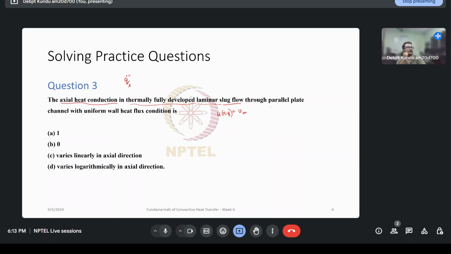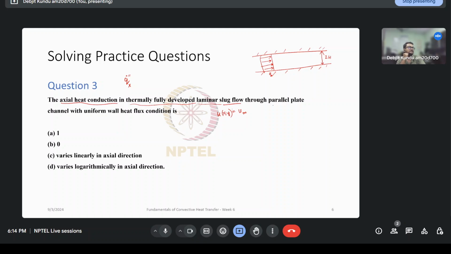Right. And through parallel plate channels. So I have two parallel plates now, which are separated by a distance 2H. These are the parallel plates. There is a uniform flow through it, or a slug flow, equal to u_m. And it is thermally fully developed as well.